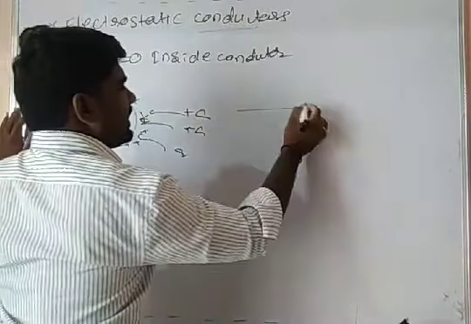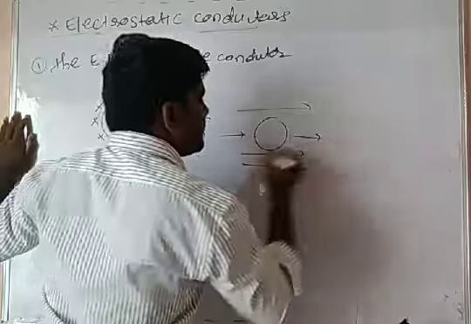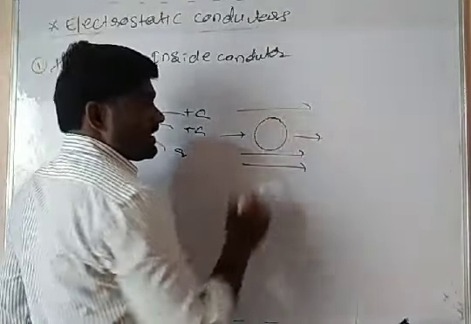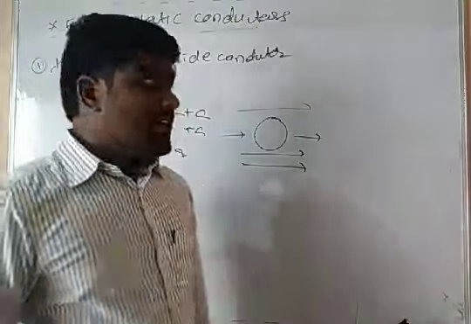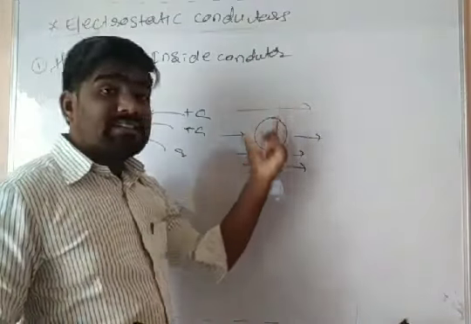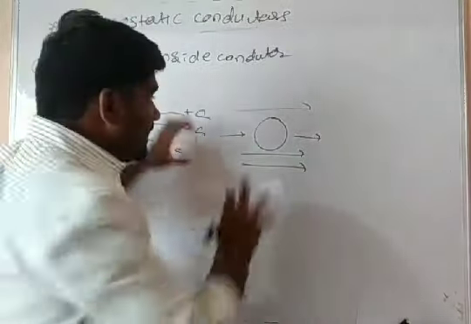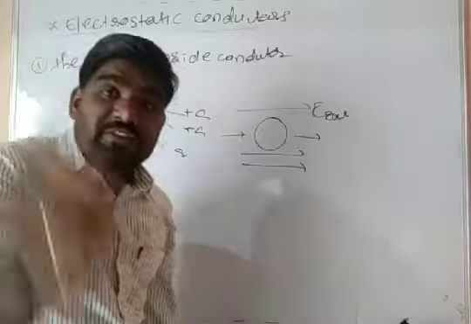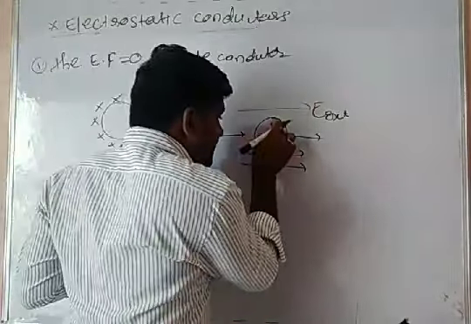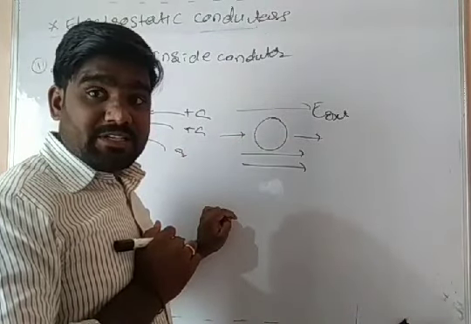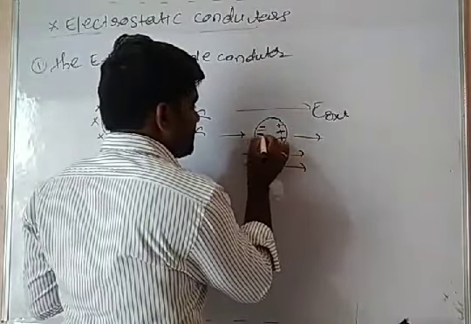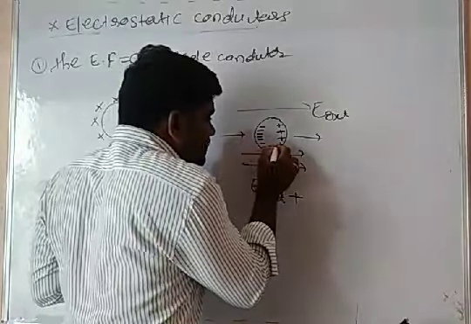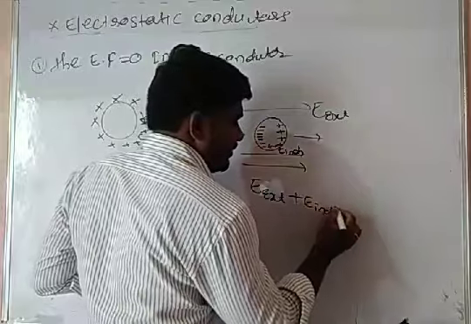If I keep the same conductor in a uniform electric field, what may happen here? Inside the conductor there will be charge carriers. Whenever I keep this conductor inside the uniform electric field, it is your external electric field. So inside the conductor an induced electric field will be generated. Positive charges reside on one side and negative charges on the other side. So here I write the external electric field plus, from these two points, what is called E induced.